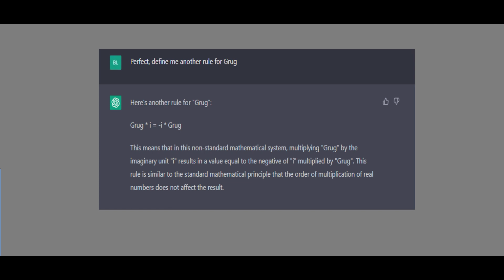Here's another rule for grug. Grug I equals I grug. This means that in this non-standard mathematical system, multiplying grug by the imaginary unit I results in a value equal to the negative of I multiplied by grug. This rule is similar to the standard mathematical principle that the order of multiplication of real numbers does not affect the result. I think that -I should actually be an I. You got the signs incorrect, but don't worry, I'll fix that behind the camera.